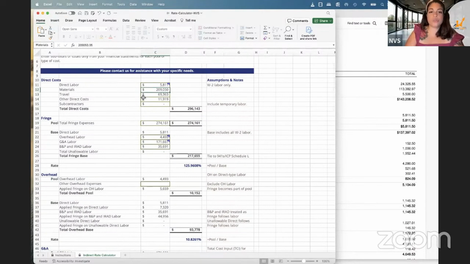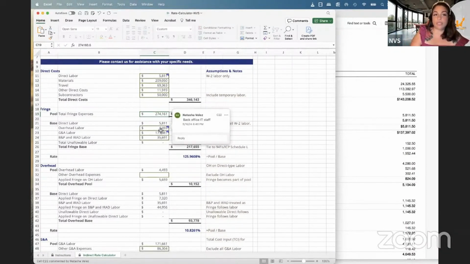But the materials, you can add your materials here. You can add your direct travel here and your other direct costs, and any subcontracting costs can be there too. And this will calculate your total direct costs. So these are all the costs that you pay towards performing work, all your costs of goods sold.